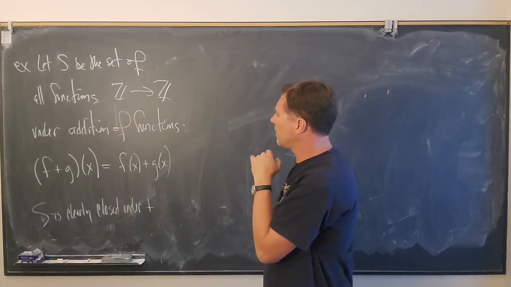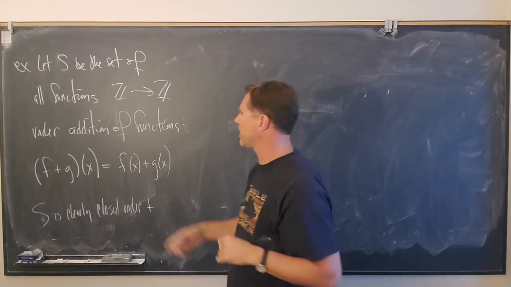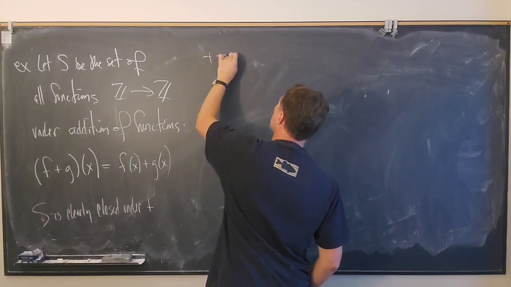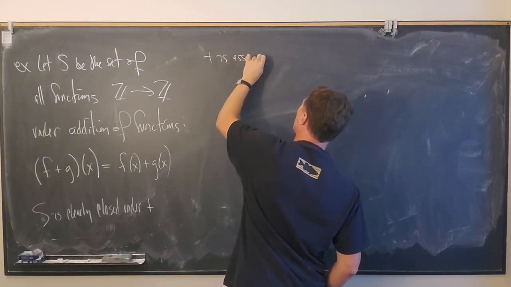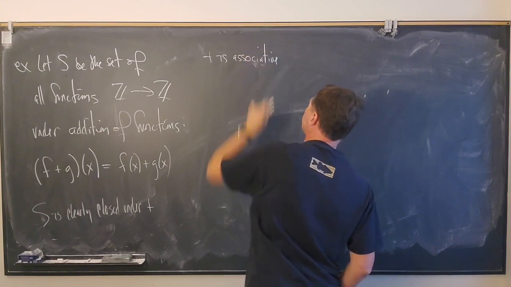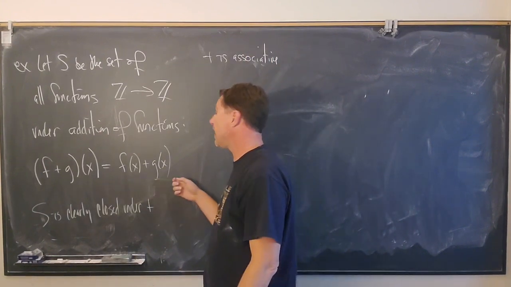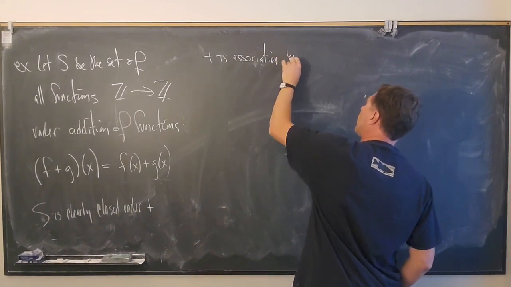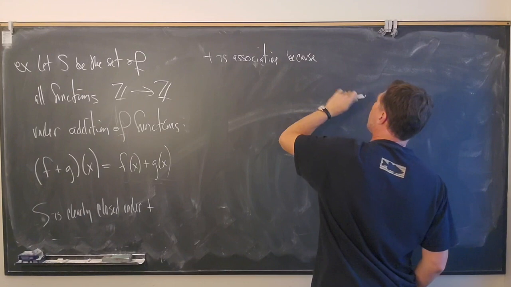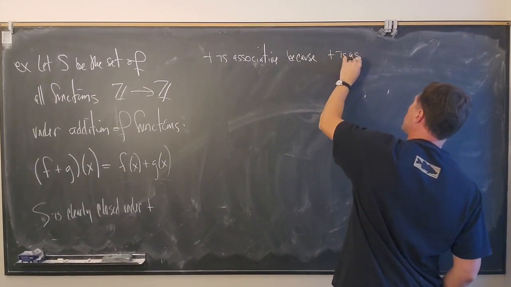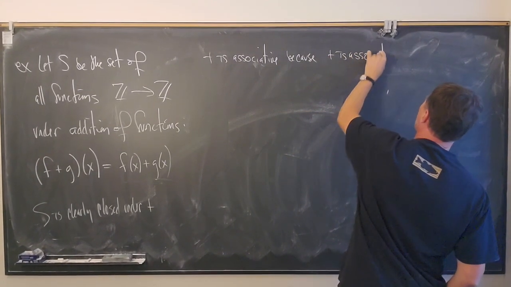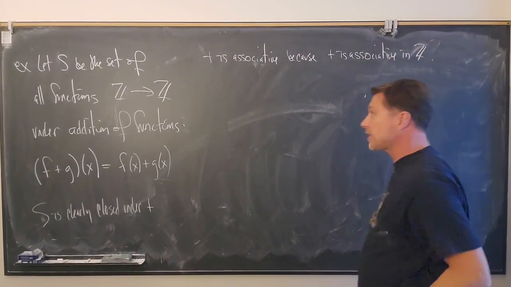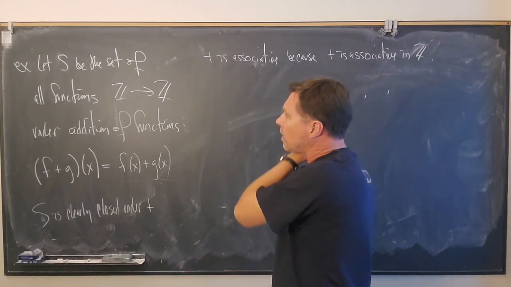Let's see. It's associative. Why is it associative? Well, because of addition. So let's say it like this: plus is associative, and the reason is that associativity of addition holds for integers. So plus is associative because plus is associative in Z. You should go through and write up the details of that, but that's the reason behind it.